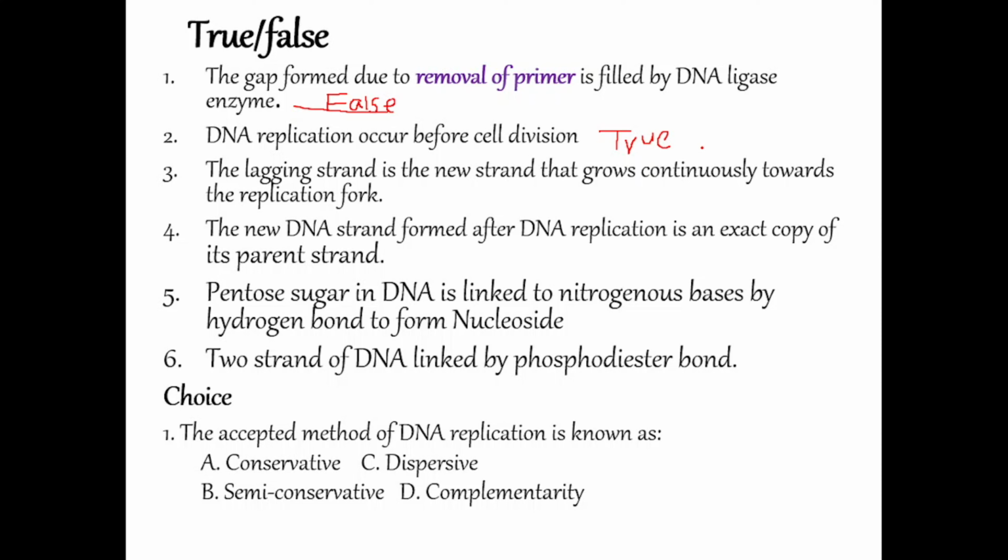So DNA replication precedes cell division. DNA replication occurs before cell division. It occurs at the interphase stage of the cell cycle, particularly at the S phase. Question number three.